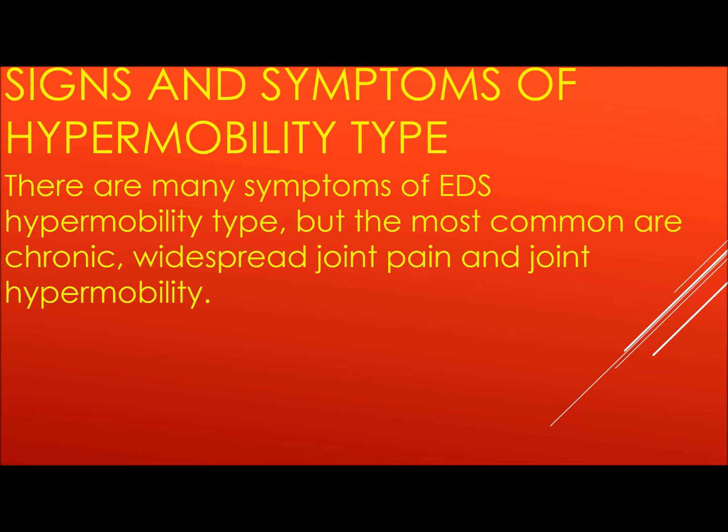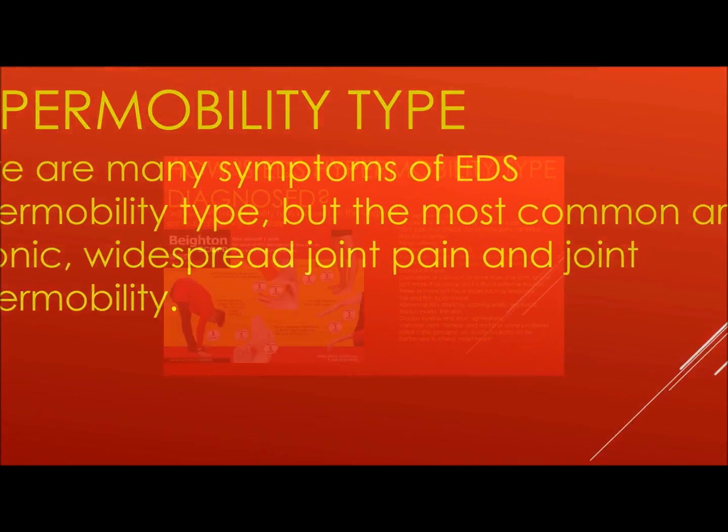There are many symptoms of EDS hypermobility type, but the most common are chronic widespread joint pain and joint hypermobility. Other symptoms include flat feet, soft skin that is sometimes stretchy, short-sightedness, frequent joint cracking, partial and full dislocations, GI tract disorders, and dysautonomia. Also, sufferers will generally be chronically fatigued.